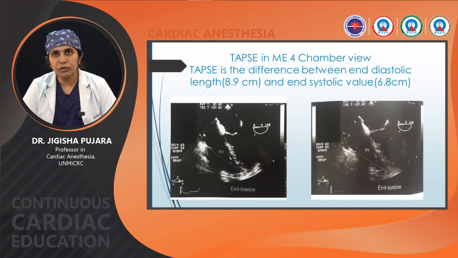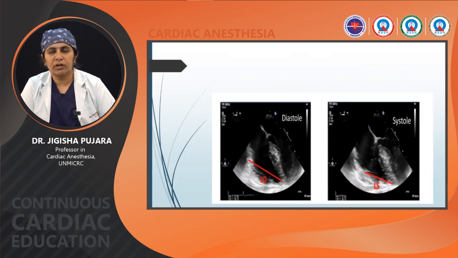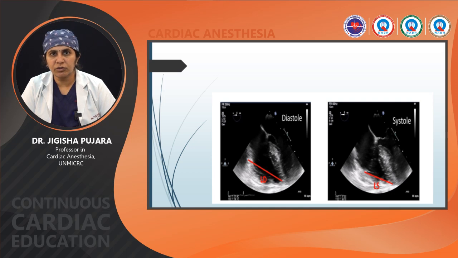TAPSE in mid-esophageal four-chamber view. TAPSE is the difference between the end diastolic length, which here you can measure as roughly 8.9 cm, and the end systolic value, 6.8. The difference between these two will give the value of the TAPSE. Easy to acquire image in the intraoperative setup, even in the pediatric cases also.